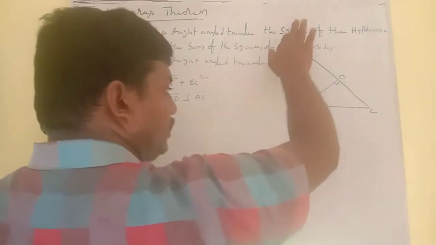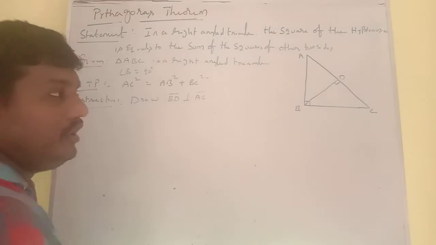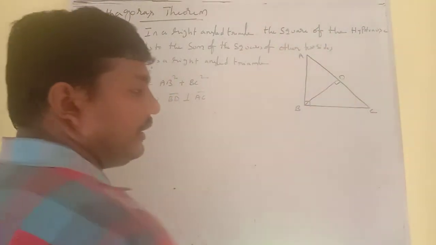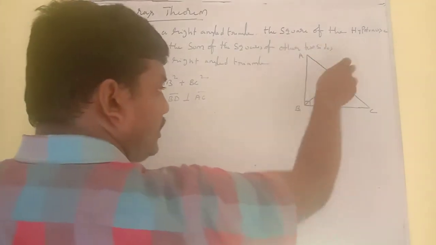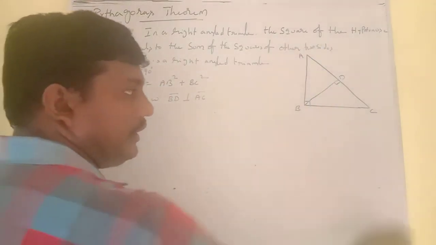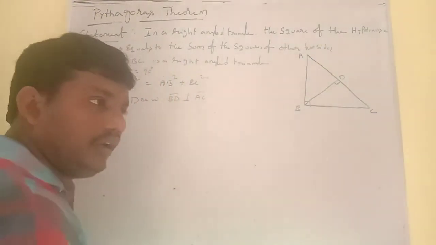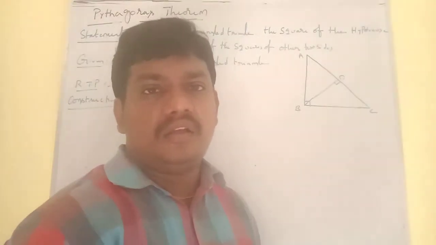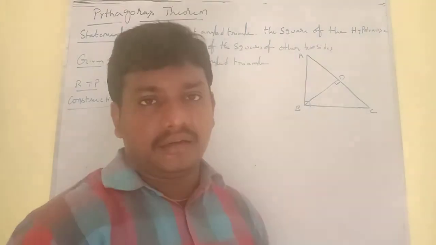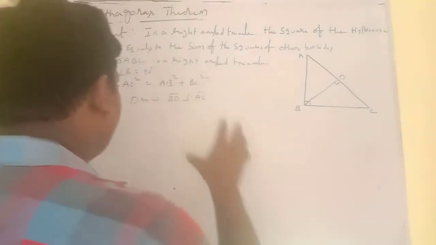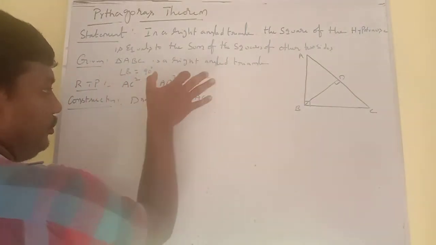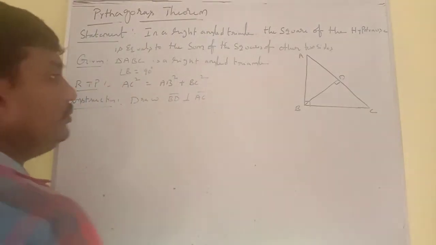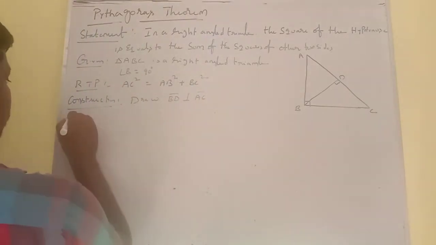Then the original triangle, that is ABC. Totally I have three right angle triangles here: right angle triangle ABC, right angle triangle ADB, and right angle triangle CDB. Now we are going to compare these three right angle triangles. By comparing them, we can get the relation between the hypotenuse and the sides. So now I am going to prove.